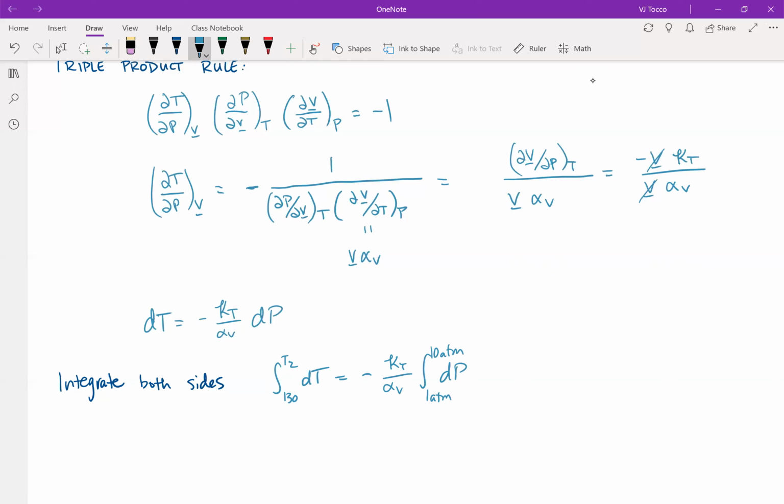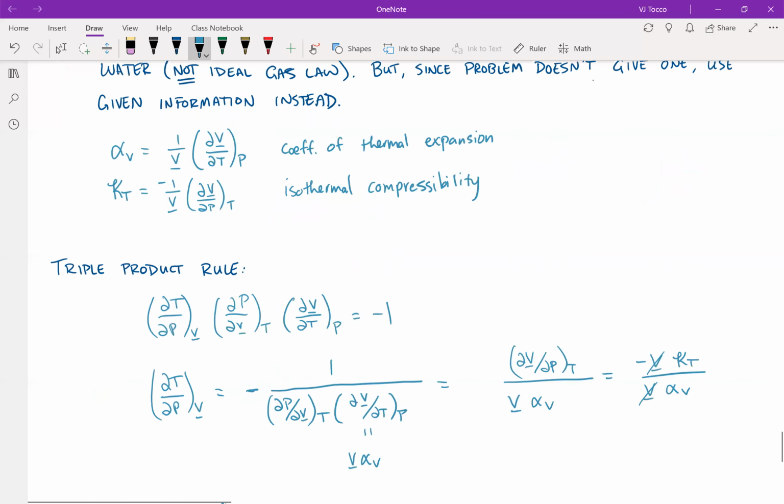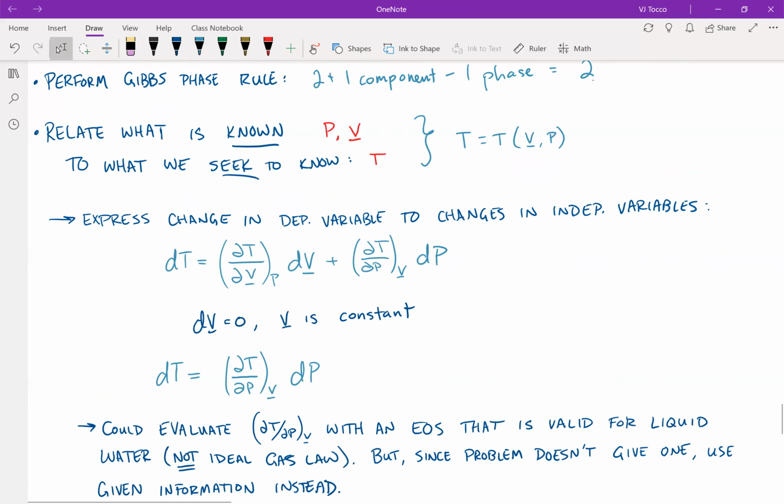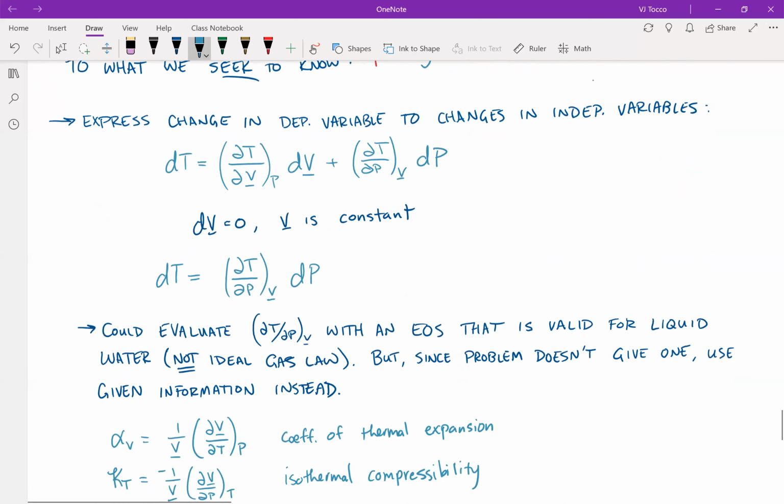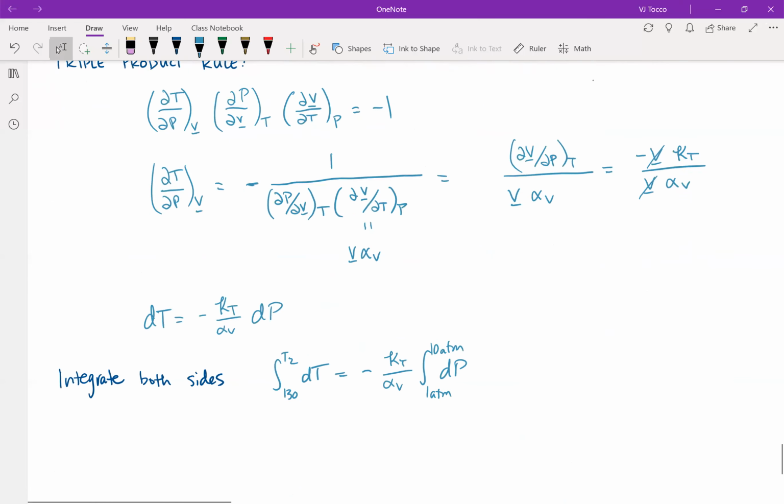You should always double check that your units are canceling. So kappa is given in terms of, let's see, where did I give it? Kappa is given in terms of 1 over atmosphere, and alpha is given in 1 over degrees Fahrenheit. So thankfully, those are consistent with the units of our problem. All right, so units are going to check out.